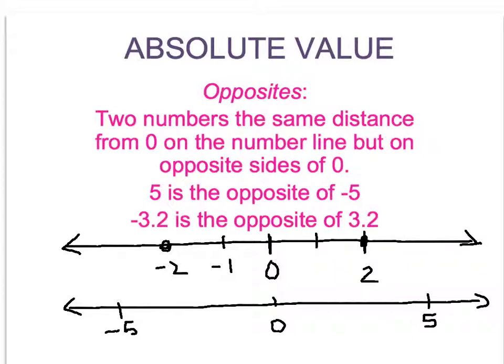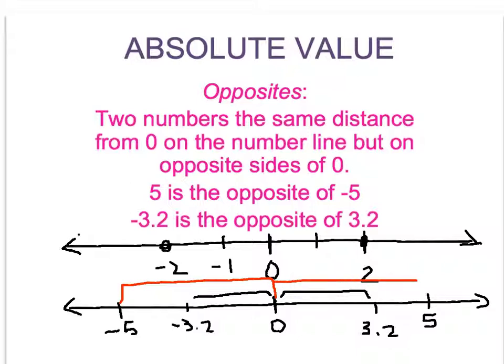The opposite of, say this is negative 3.2. The opposite of negative 3.2 is going to be 3.2 spaces on the other side of 0. So I go 1, 2, 3.2. And there's the opposite of negative 3.2. So opposites, and then, let's see here. Then if I look at, I've got negative 5 is the opposite of positive 5. So you get the idea.